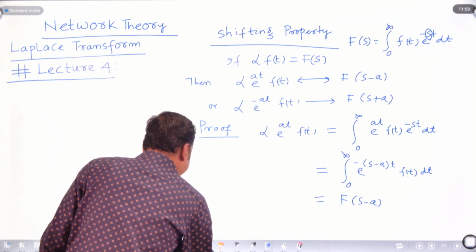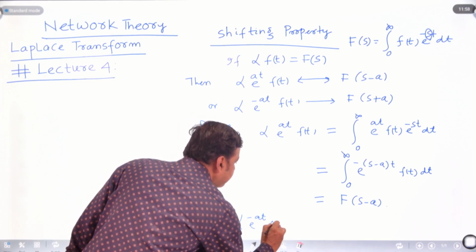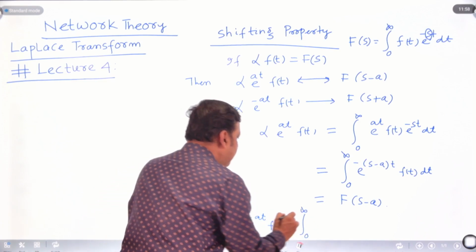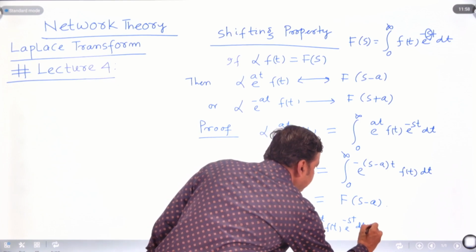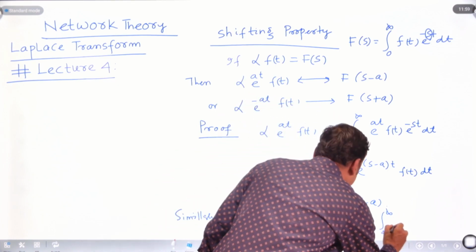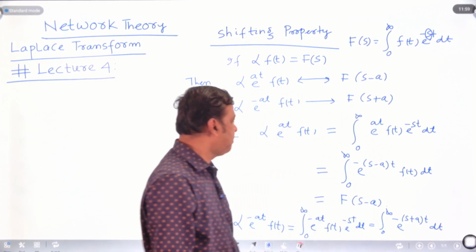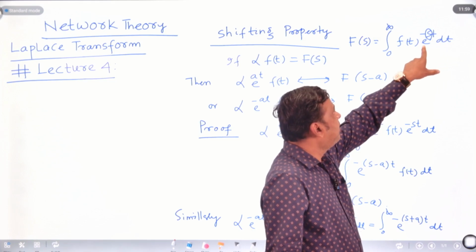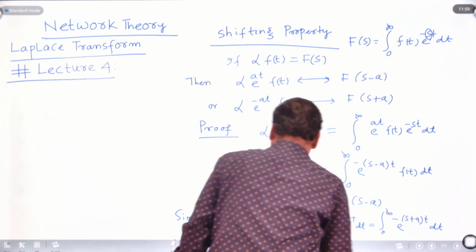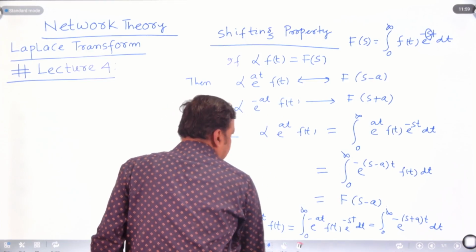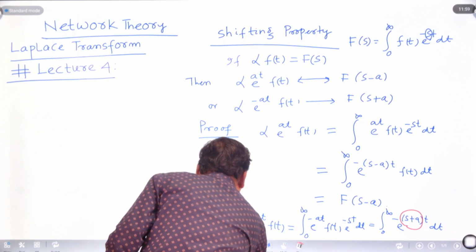Similarly, the Laplace transform of e to the power minus at f of t is the integral from 0 to infinity of e to the power minus at f of t into e to the power minus st dt. This becomes the integral from 0 to infinity, with the same base added, of e to the power minus s plus a into t, f of t dt. For F of s, the coefficient of minus t is s. Similarly here, the coefficient of minus t is s plus a, and the value is nothing but F of s plus a.